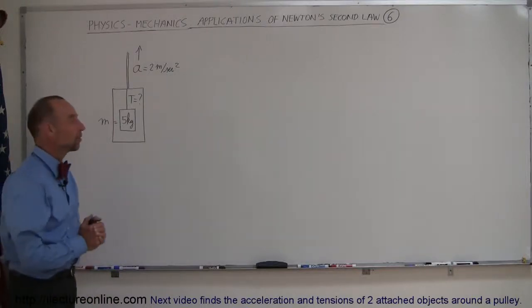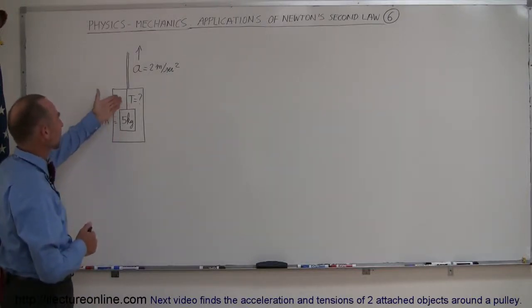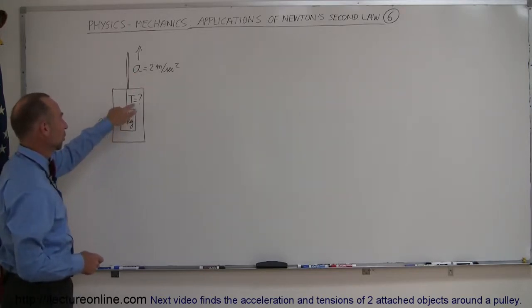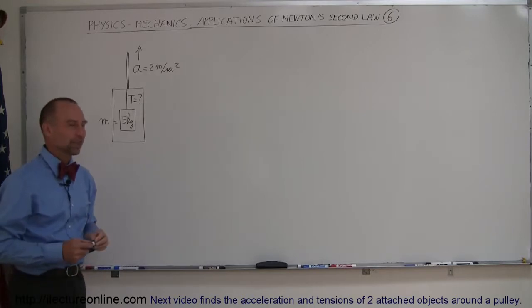And here's example number 6. We have an object hanging from a string inside an elevator which is accelerating upward at 2 meters per second squared. Question is, what is the tension in the string?